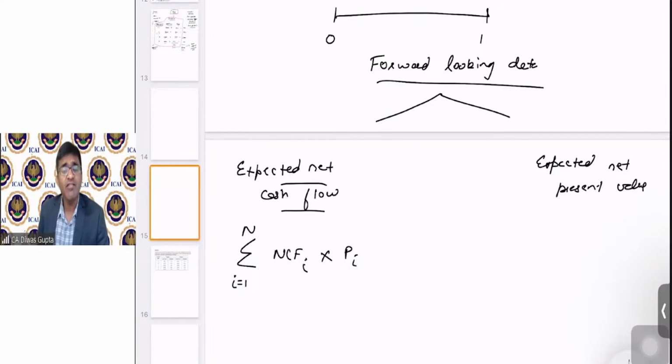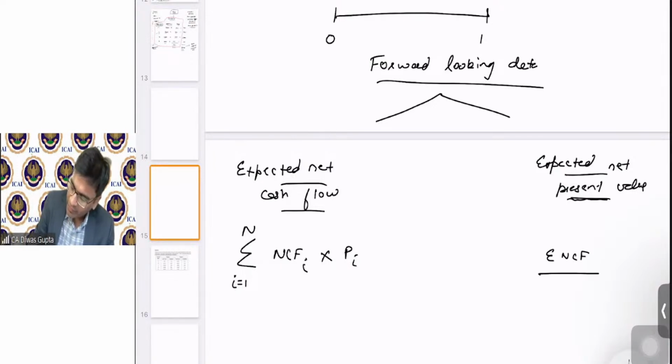Second, expected net present value. So what is different here in this? The net present value. How do you arrive at a present value? By dividing with 1 plus cost of capital. So you take expected net cash flow divided by the cost of capital, you arrive at the expected net present value. So again, expected net cash flow divided by 1 plus k raised to the power t, and we have to take summation of t is equal to 1 up to n.